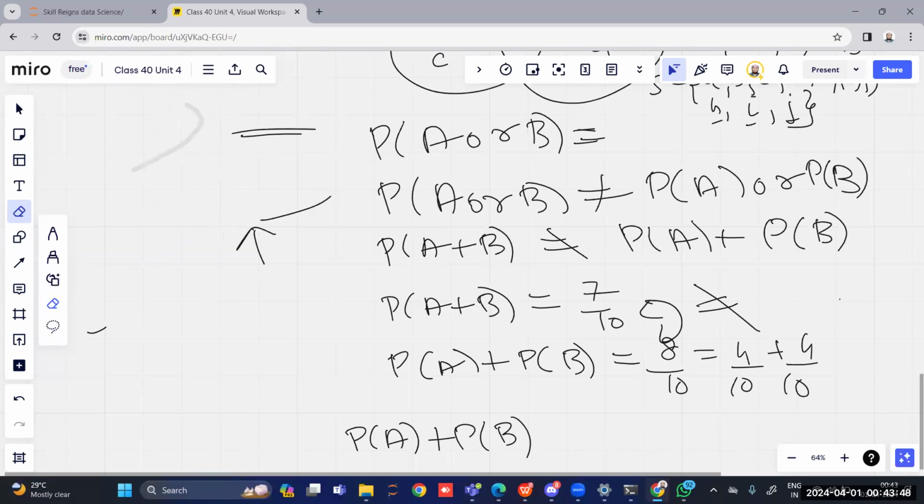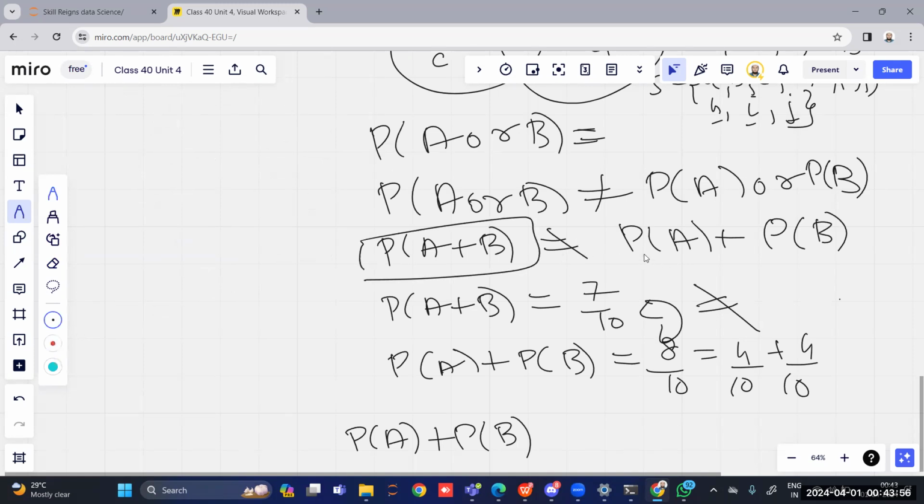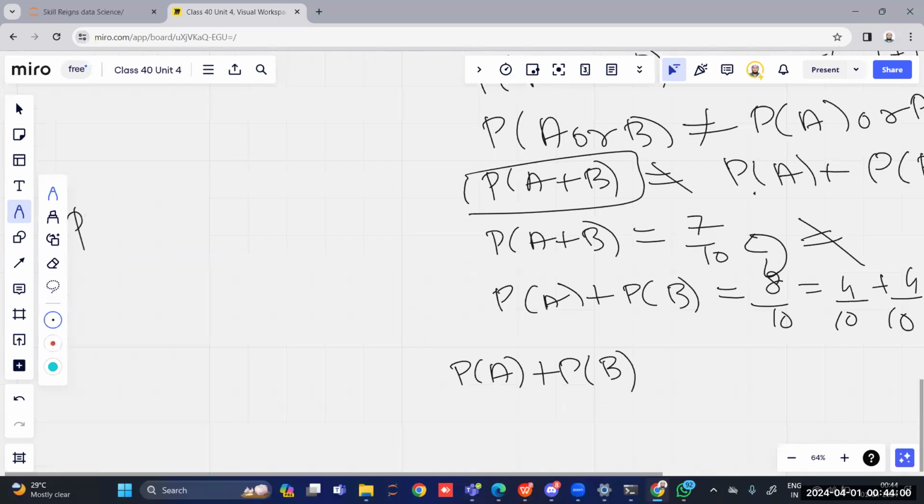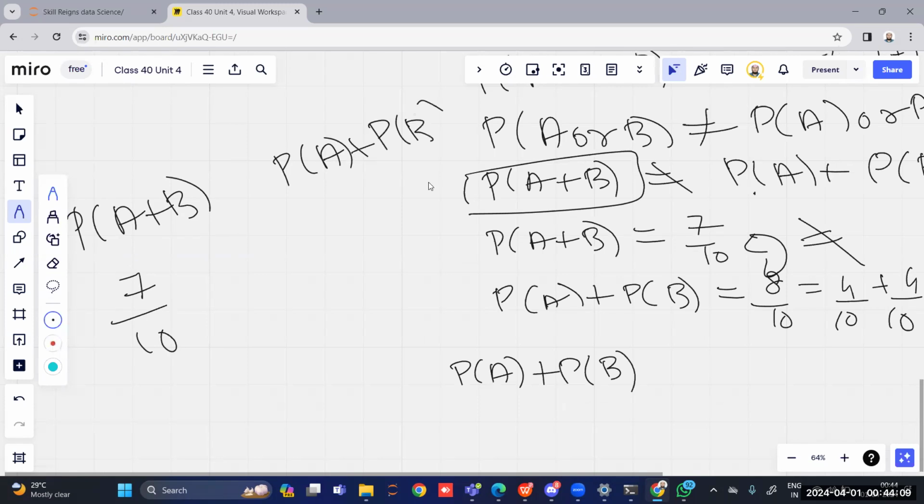What I want to explain to you is that. So I repeat it once more. When we are adding this, probability of A plus B is not equal to probability of A plus probability of B. You can see that. You have to observe this. See, probability of A plus B. What is probability of A plus B? It is 7 by 10. Yes. And what is probability of A plus probability of B? It is 8 by 10. Correct?